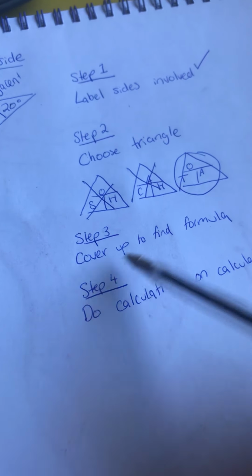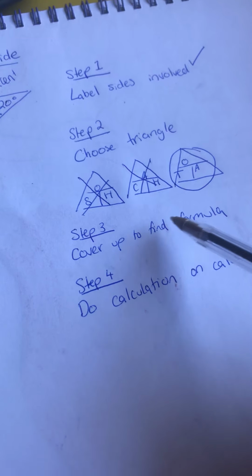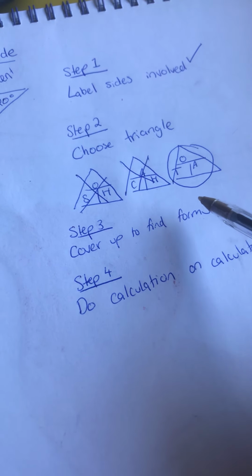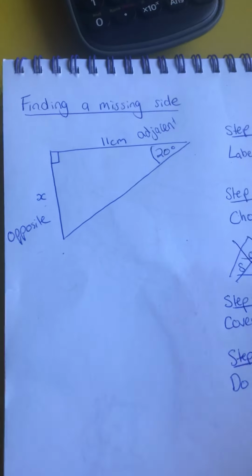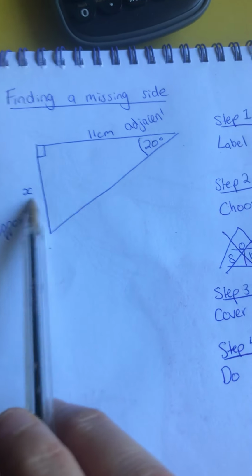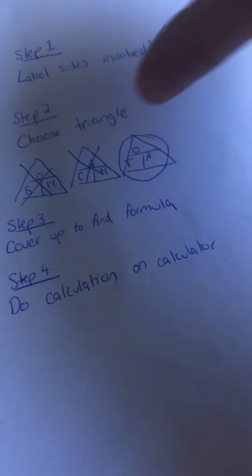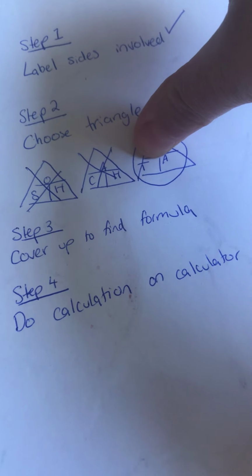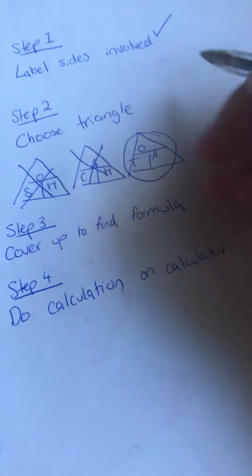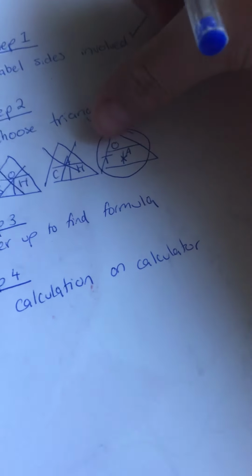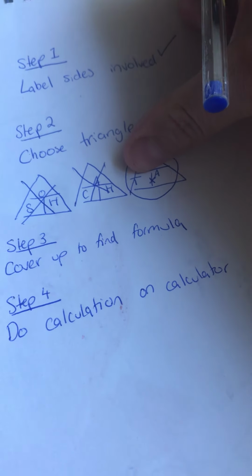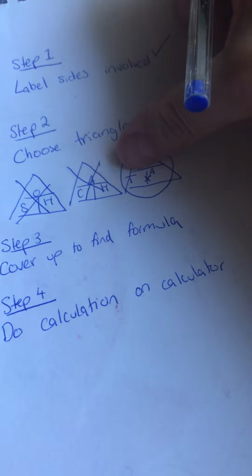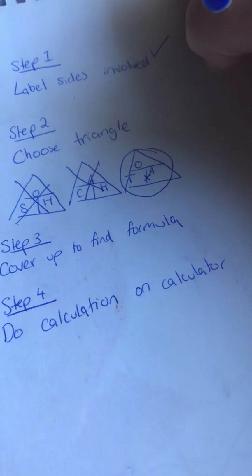Then I'm going to cover up the thing I'm looking for to find the formula I need. So I am looking for the opposite side. So I'm going to go to my triangle and I'm going to cover that up. And I'm going to remember that the two on the bottom in any of these triangles are multiplied. So all I need to do is tan of my angle times by my adjacent.